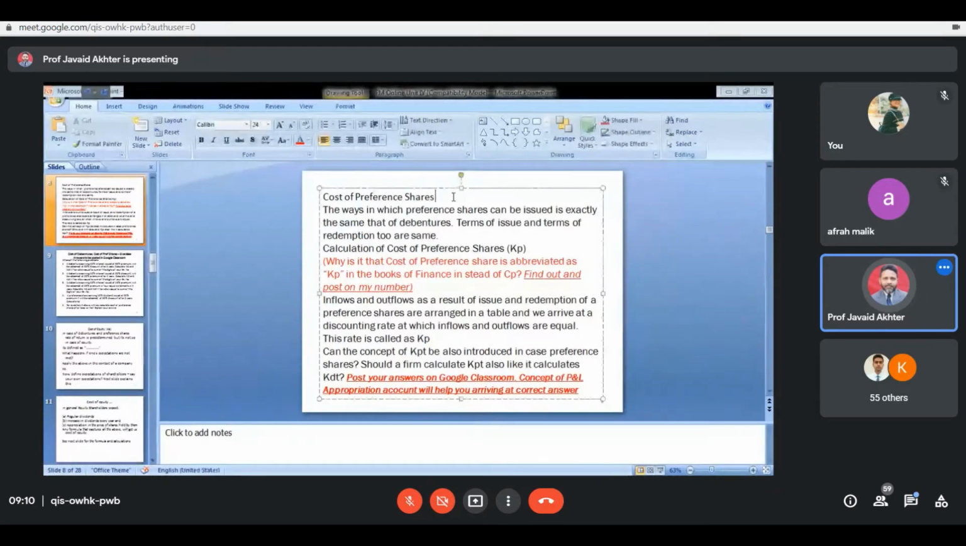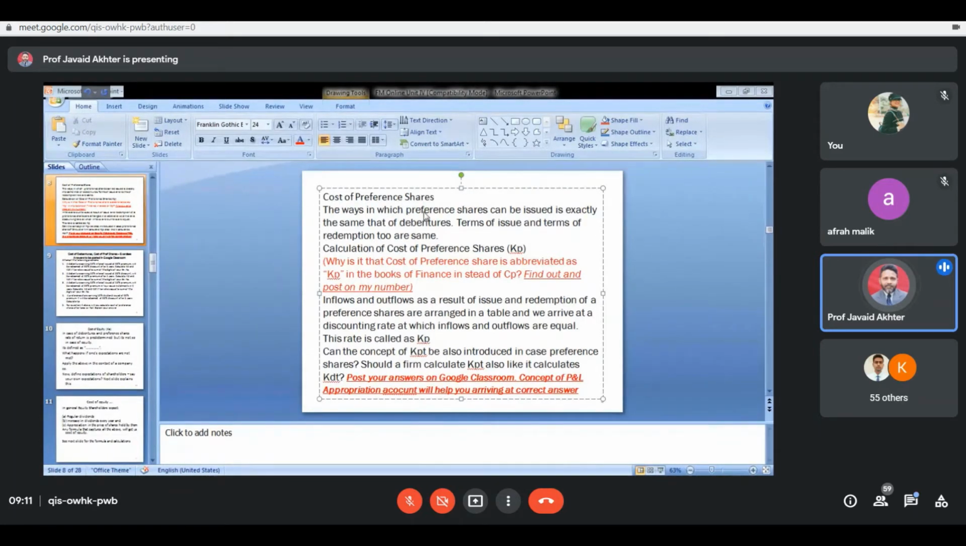Now, next cost. We have discussed 4 different types of cost: cost of debt, cost of preference share, cost of equity share, and cost of retained earning. This is the second one. The manner in which we can calculate preference share cost, the ways in which preference shares can be issued, is exactly the same as that of debentures. What is that? It can be issued at par, issued at premium, issued at discount, redeemed at discount. All permutations and combinations are possible. Exactly the same permutations and combinations.